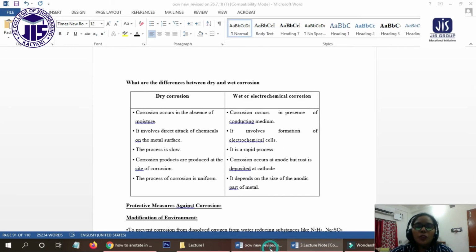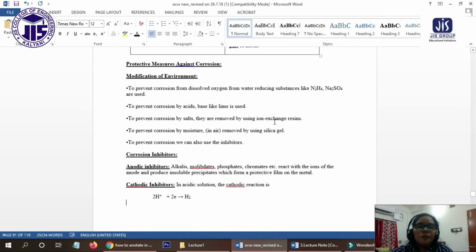Okay, so modification of environment, like if we have humidity in our environment, that is moisture. So in the presence of a higher amount of moisture, what will happen? The corrosion process will be rapid. Now what we have to do, if we use silica gel, that can absorb the water molecules, so that can reduce the rate of corrosion.